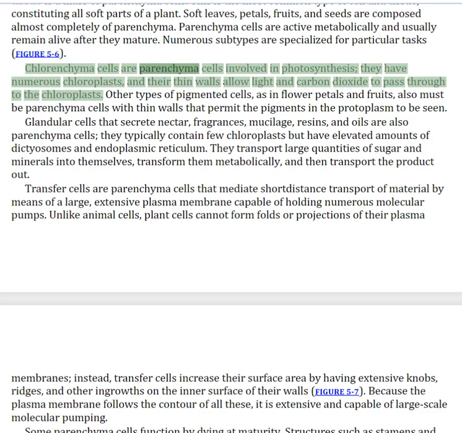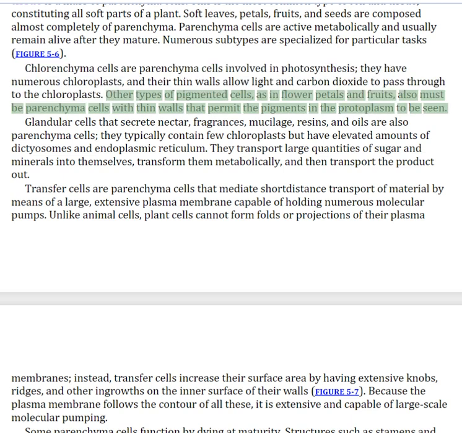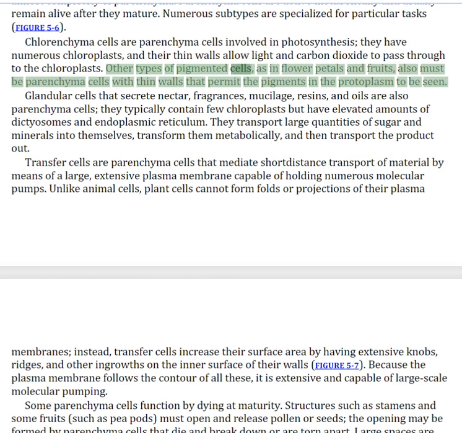Chlorenchyma cells are parenchyma cells involved in photosynthesis. They have numerous chloroplasts, and their thin walls allow light and carbon dioxide to pass through to the chloroplasts. Other types of pigmented cells, as in flower petals and fruits, also must be parenchyma cells with thin walls that permit the pigments in the protoplasm to be seen.